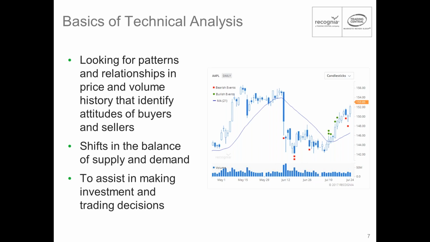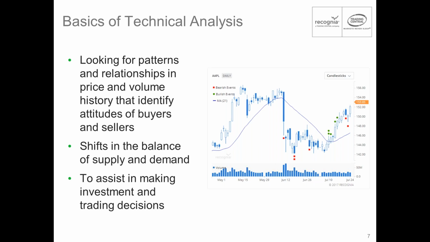So at its core, technical analysis is really all about looking for patterns in the price and volume history of securities that can tell us something about the attitudes of buyers and sellers. And if we think about every trade that takes place on an exchange, that trade represents an agreement between a buyer and a seller for what is the fair price of that security at that moment in time. And that fair price reflects everything that is publicly known about that stock or financial instrument, including the fundamentals, including the news, including the general market sentiment.